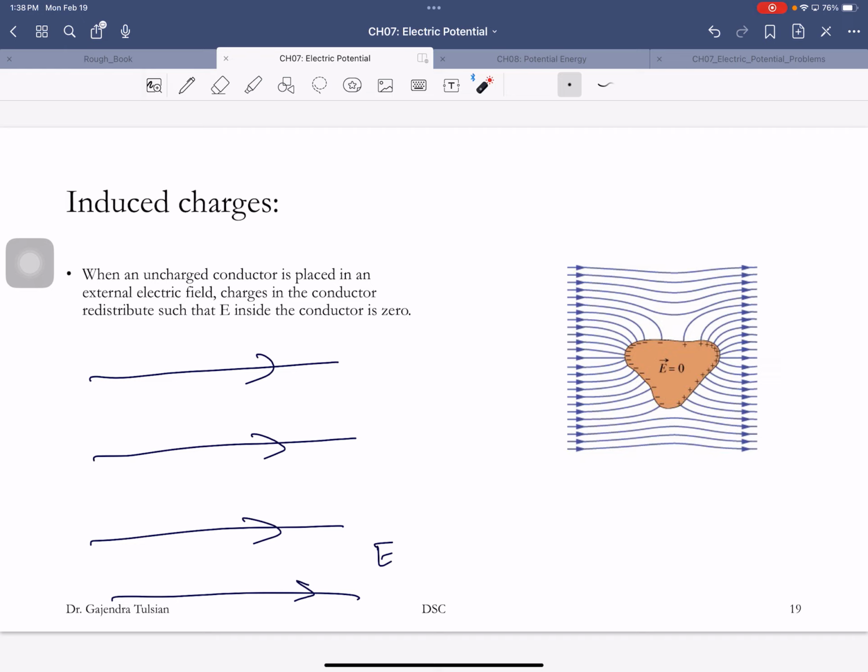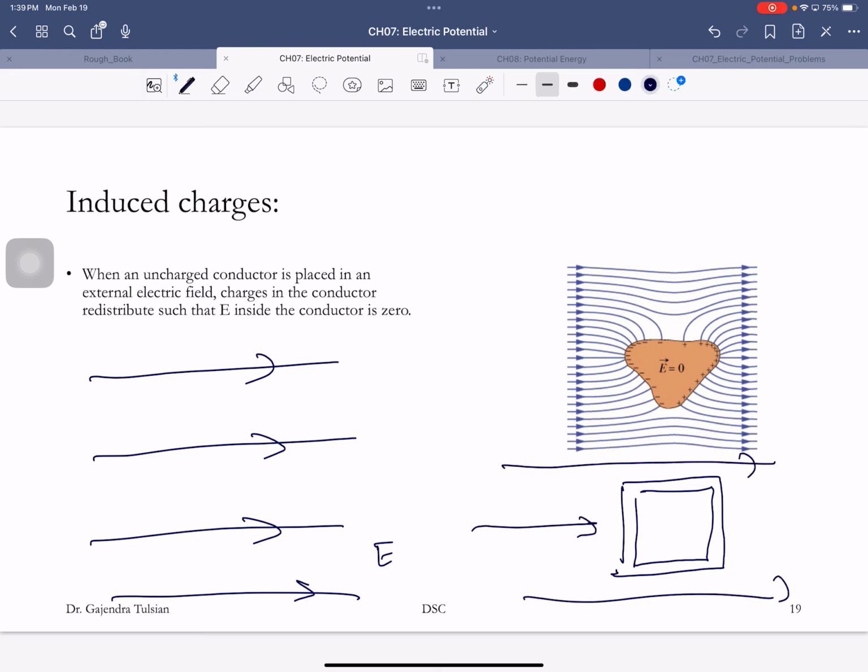The electric field is 0, and so it's kicked out this electric field from inside. The electric field inside is 0, and the outside electric field got altered. Now this is not useless information. This would be the same whether this was a solid piece of metal or a hollow piece of metal. Even if it was a hollow piece of metal, the charges would redistribute such that the electric field inside was 0.